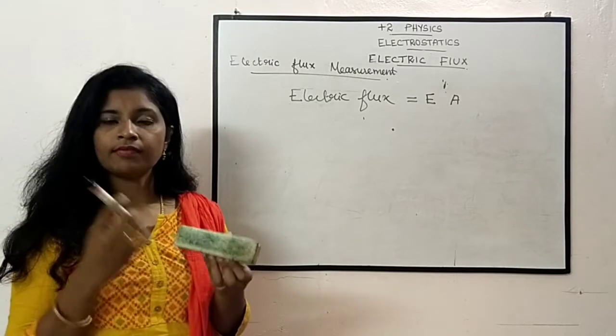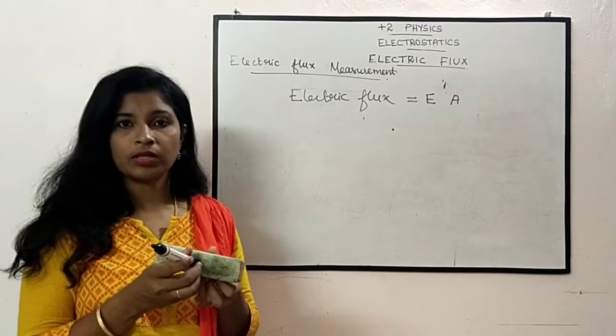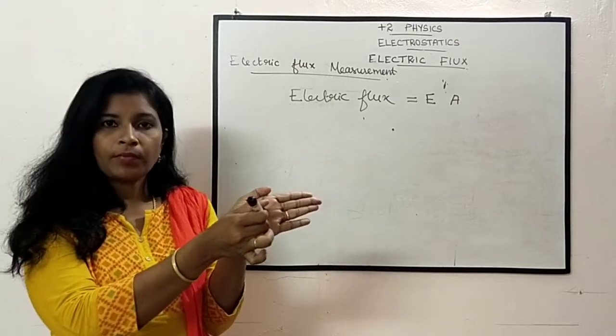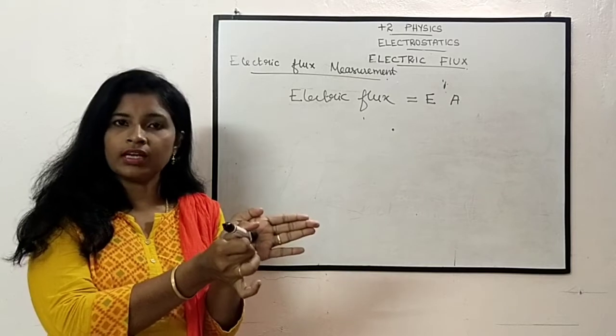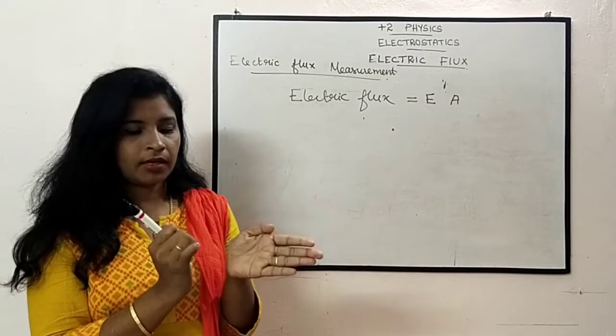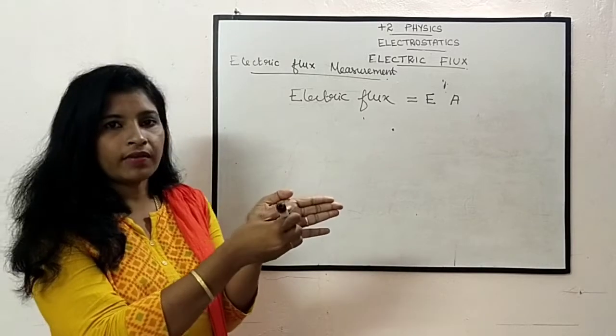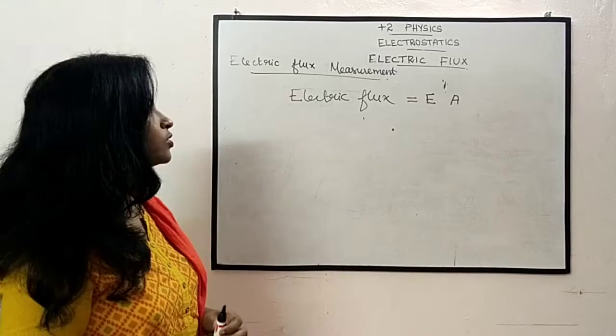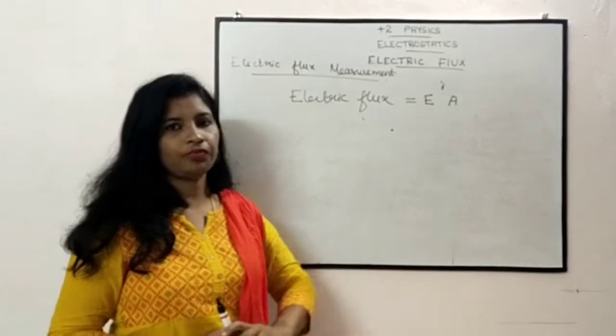The area vector will always be perpendicular to the plane. Whatever plane we take, the area vector will always be perpendicular to it. If you need the calculation, I will explain it later. Understand this and always keep it in mind: the area vector will always be perpendicular to the given plane. So the flux depends upon these two factors.